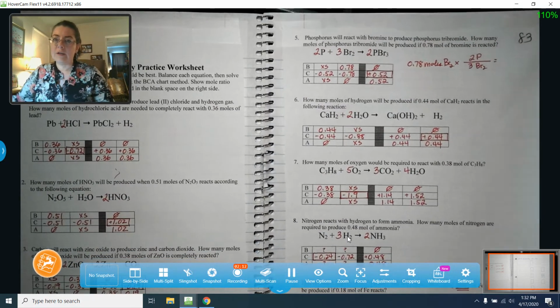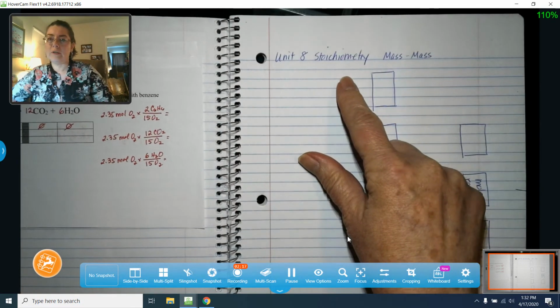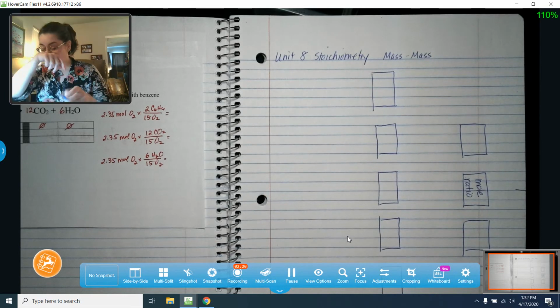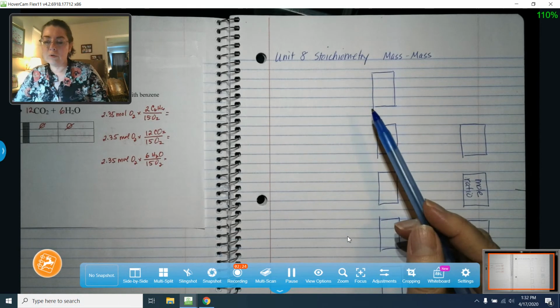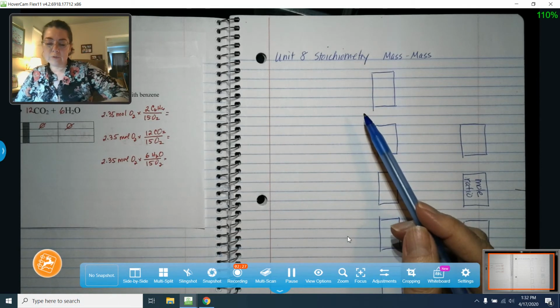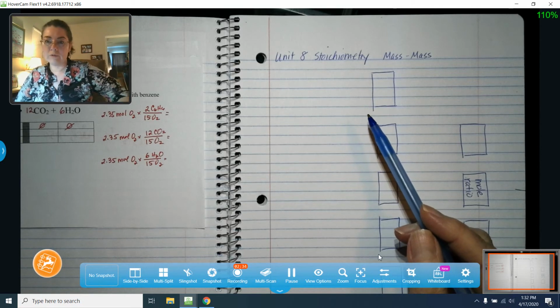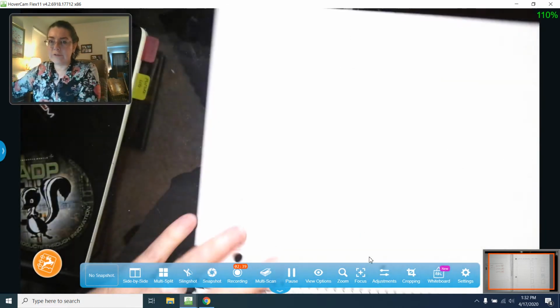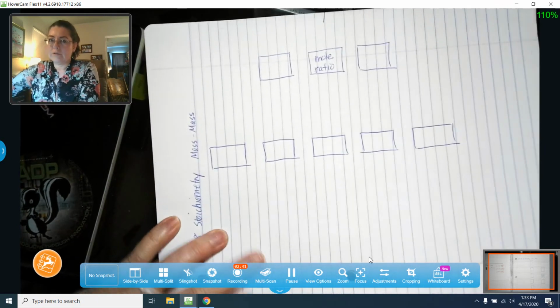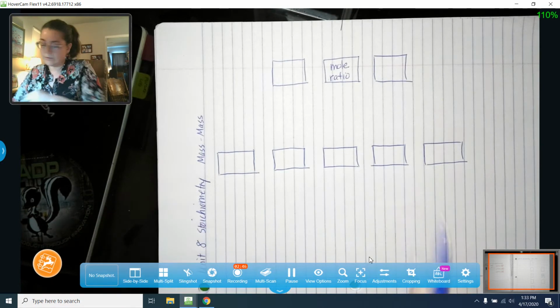Now we are going to talk about the stoichiometry that we usually do in chemistry, and it's mass to mass. We can't really use mole to mole in real chemistry because we don't start out with moles. We start out with an amount of a substance, and that amount we measure in grams, so we have to convert that. I'm going to show you the general picture of mass to mass.